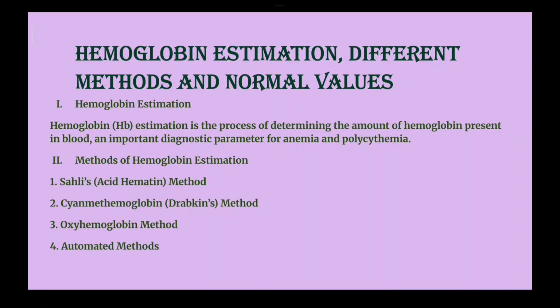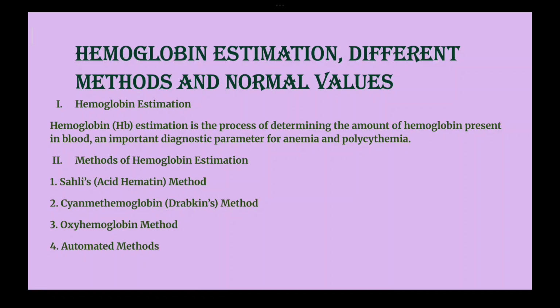In today's lecture, we'll explore one of the most essential laboratory parameters in hematology, which is hemoglobin estimation. The various methods of hemoglobin estimation, which include Sahli's method, Cyanmethemoglobin method, and other commonly used techniques. The normal hemoglobin values for men, women and children, and how deviation from these values indicates conditions like anemia and polycythemia. By the end of this session, you'll have a clear understanding of how hemoglobin is measured in the lab and the clinical significance of normal and abnormal values.